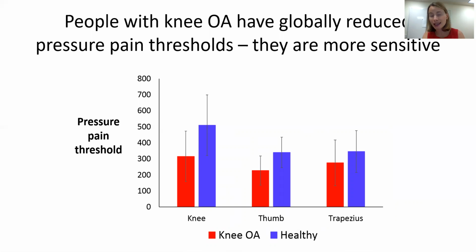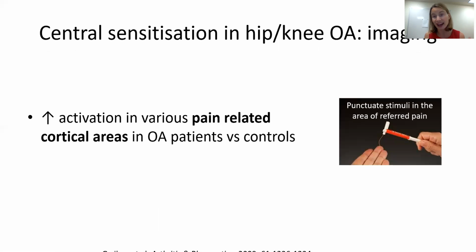So while this might give us a hint that central sensitization is there, there's actually stronger evidence for that. It's neuroimaging evidence showing that if you give people with knee OA or hip OA stimuli in the area of their referred pain, and then you look at how much activation they have in the pain-related areas of the brain, there's significantly more activation in people with knee OA as compared to healthy controls, despite the fact that you're using an identical physical stimulus. And what this suggests is that overall, the system is actually more sensitive.